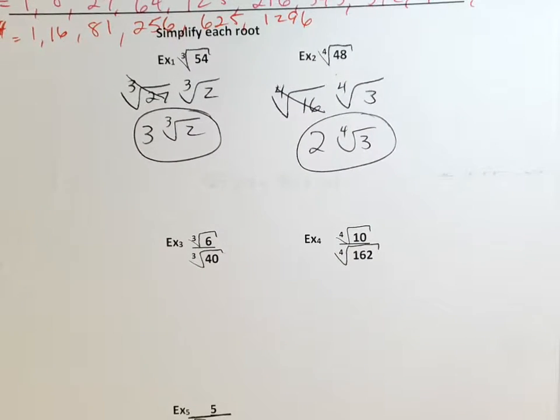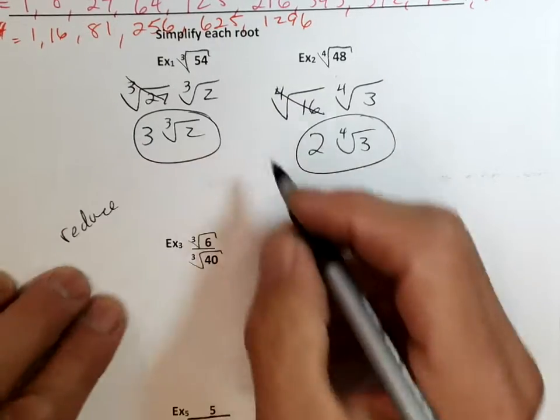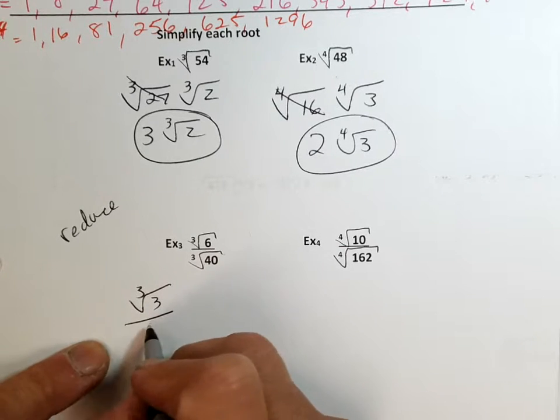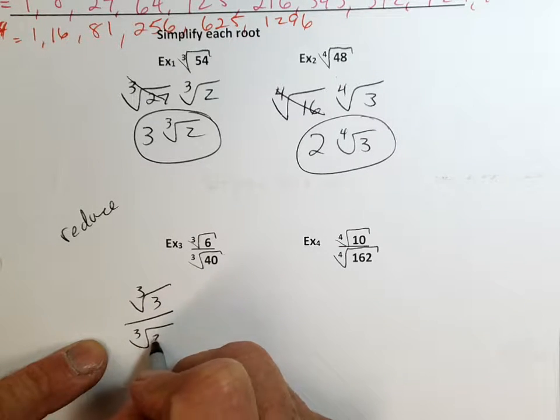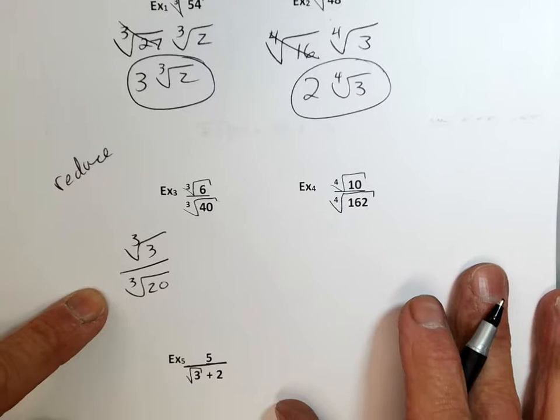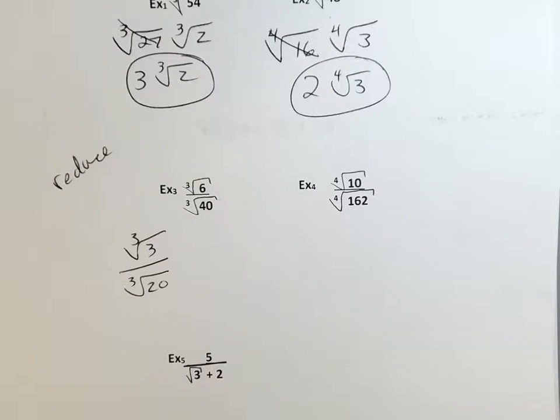All right, example 3. Can I reduce this? Maybe a little bit. I mean, it's 640, so I might be able to reduce that a little bit. Let's reduce first, and let's make it the cube root of 3 over the cube root of 20. Okay with that? Right? And now, what else can I do with that? Well, if it's a cube root of 20, I don't know if any of those numbers are in there. Oh, you know what? I might have done this a harder way.